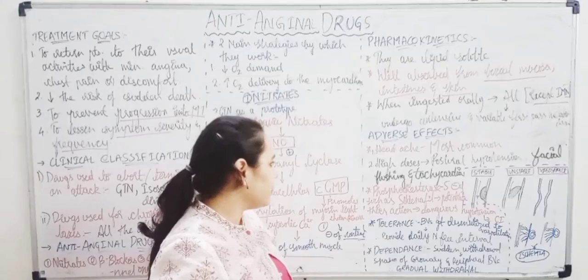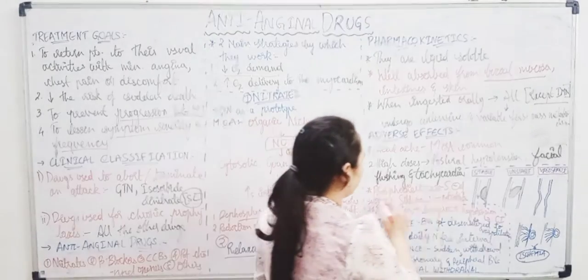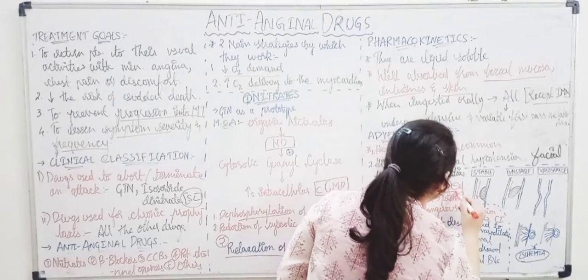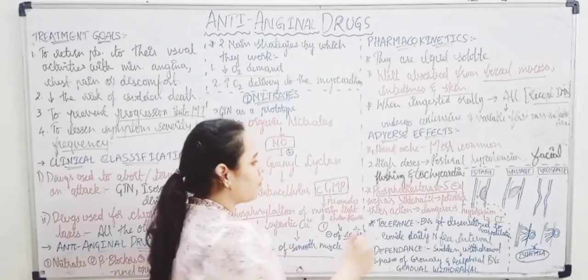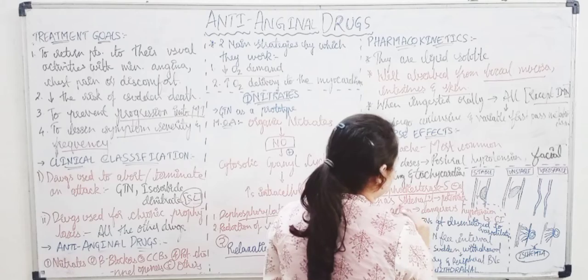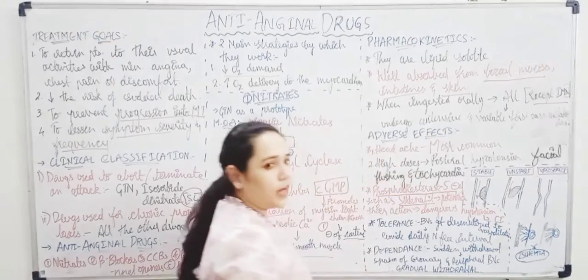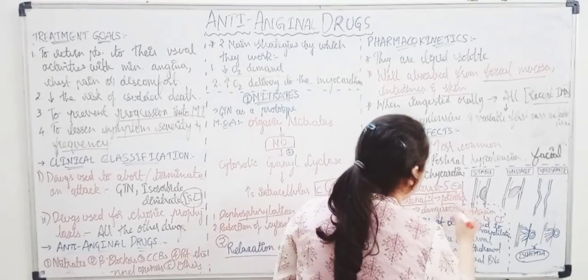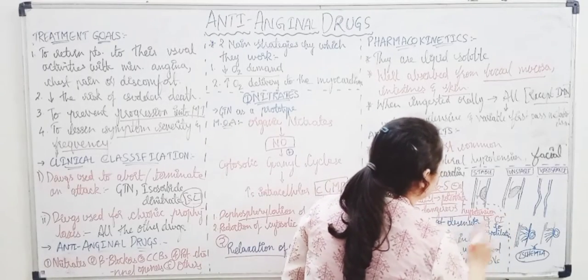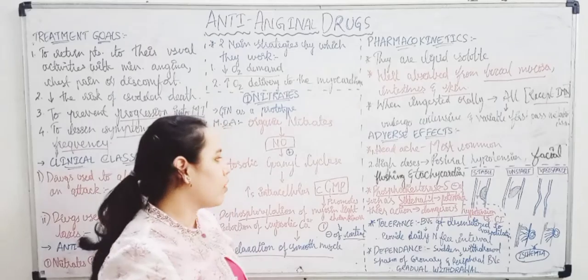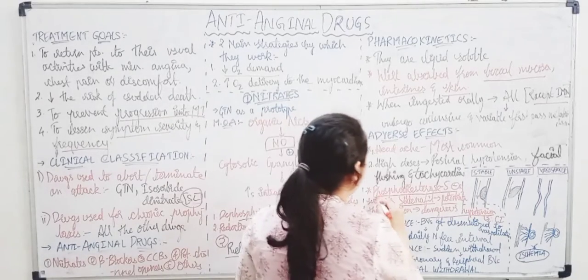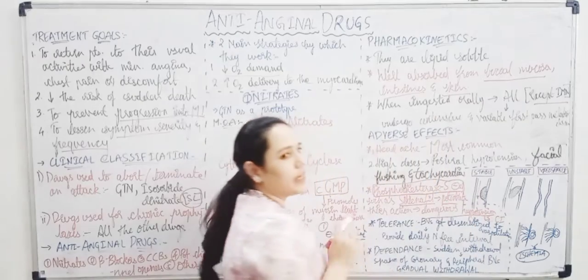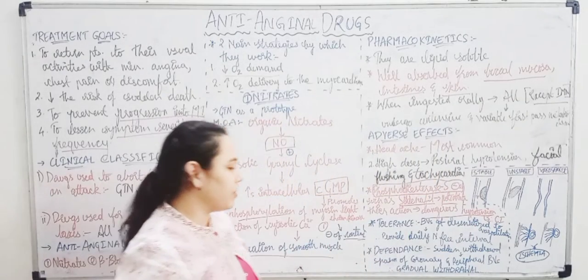So one major interaction of these drugs is with phosphodiesterase 5 inhibitors. So phosphodiesterase 5 inhibitors such as sildenafil, when they are used, their action will be potentiated, and this can result in dangerous hypotension. So these drugs are contraindicated. So if a patient is on phosphodiesterase 5 inhibitors, either of these drugs should not be given.